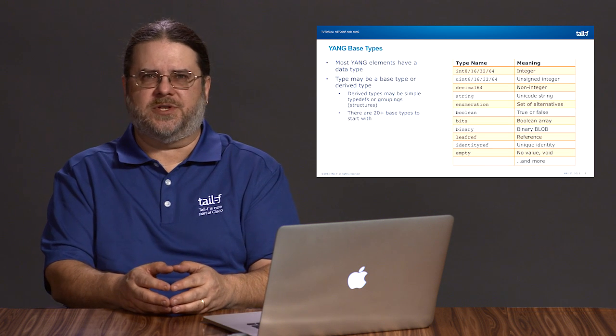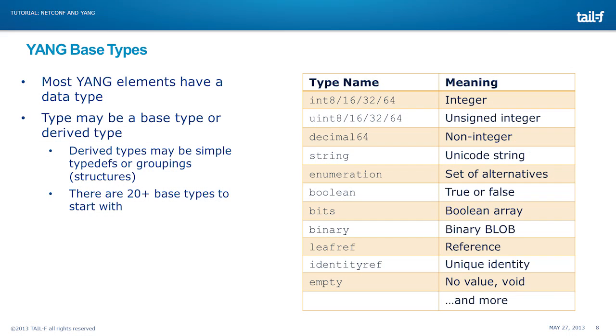YANG has a rich set of base types. All of these are defined in the YANG RFC number 6020. There are quite a few base types there. There's a sampling of them here on the right. There's various signed and unsigned integers, strings, booleans, enumerations, etc.